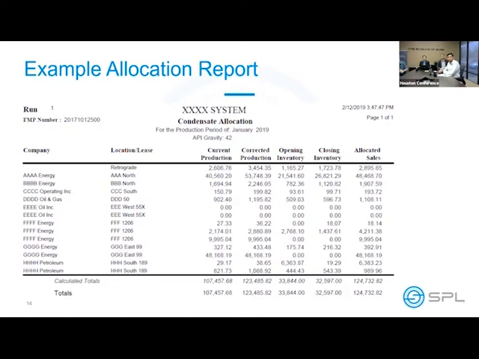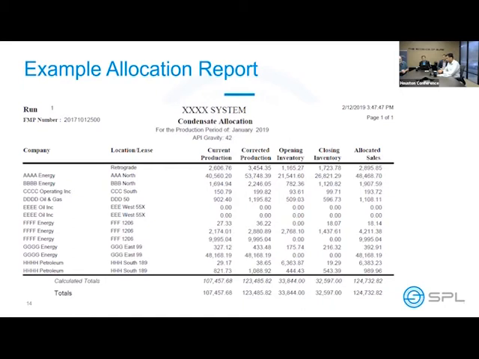Typically, when we perform these types of allocations, we always start with the total amount of sales through the system. The total of the allocated sales column, 124,732, represents the LAC unit volumes. If we walk toward the left, the closing inventories is the total amount of closing inventories identified at the end of the production period. In this case, it's reflected as January 2019 up at the top. The opening inventory is the amount of inventory, of course, that was at the beginning of the production period.